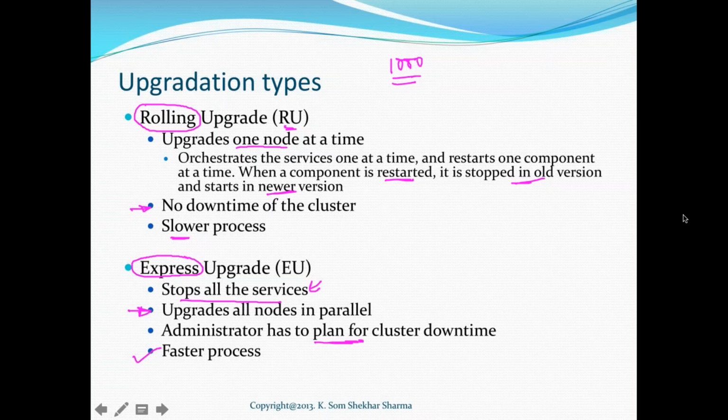So there are two available options: rolling and express upgrade. But the best part is we don't have to decide. Ambari is intelligent enough to figure out whether it should go for a rolling or an express upgrade, and it will give an option whether you want to go for a rolling or an express upgrade.